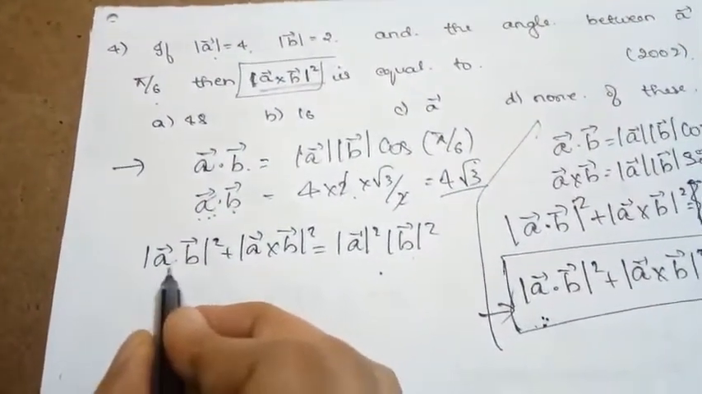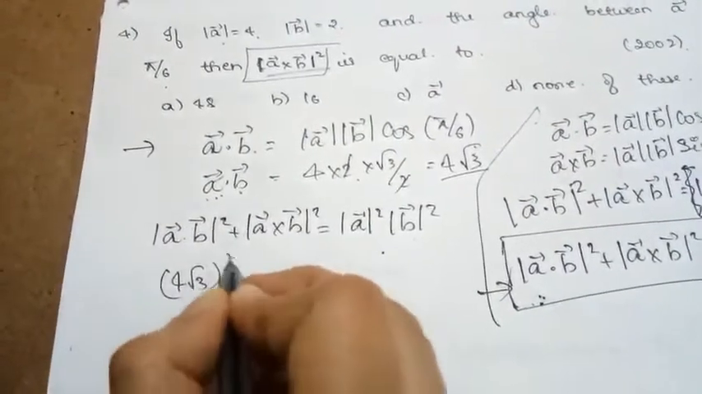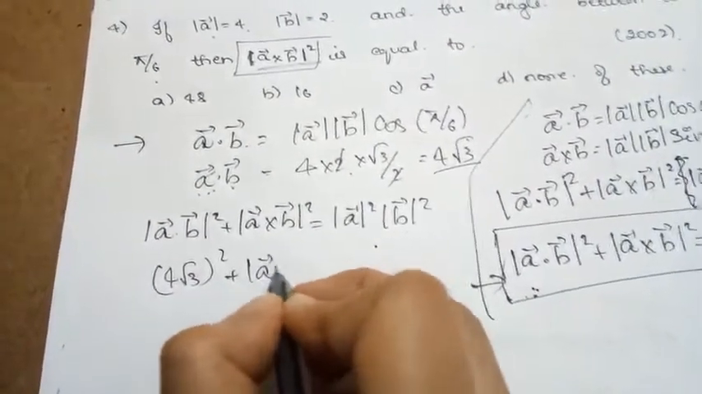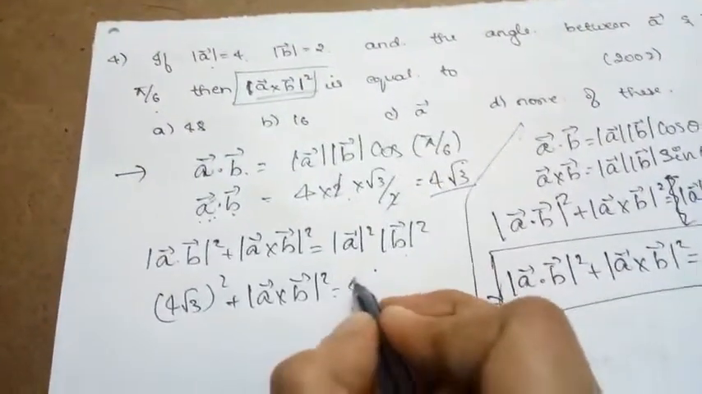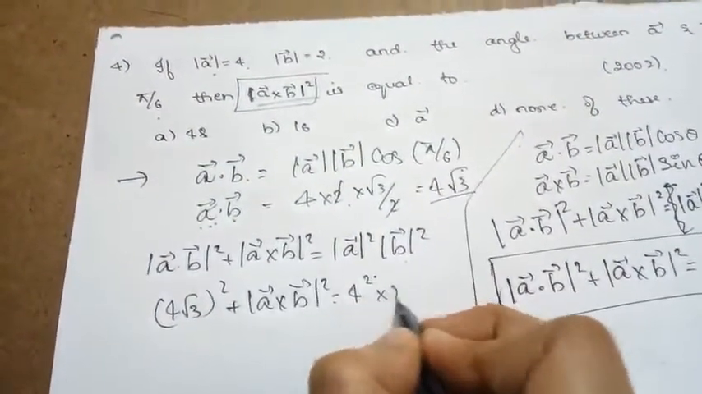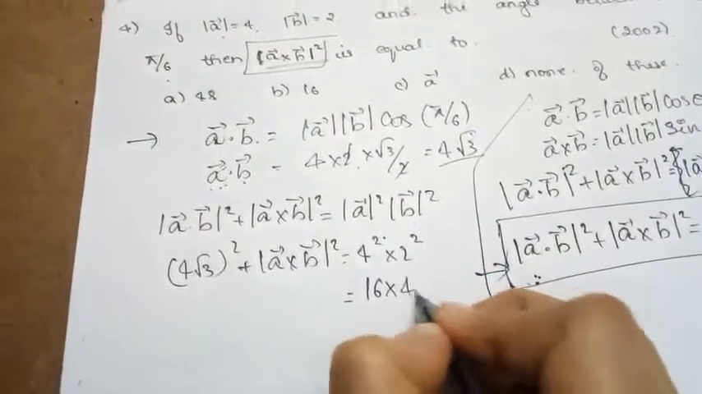So what is this? Vector A dot vector B means 4 root 3 whole square plus magnitude of vector A cross vector B whole square. Magnitude of A is 4, means 4 square into 2 square, which is nothing but 16 into 4.